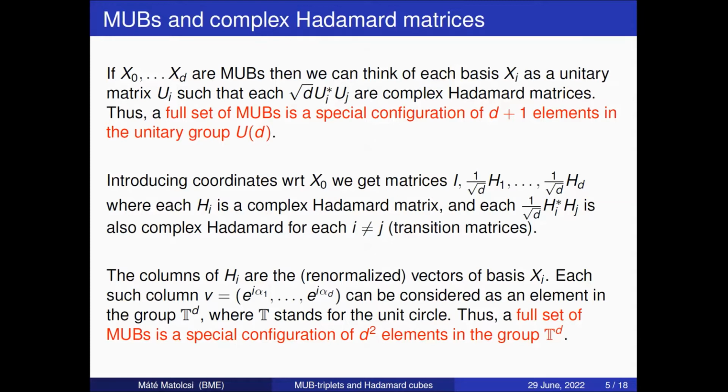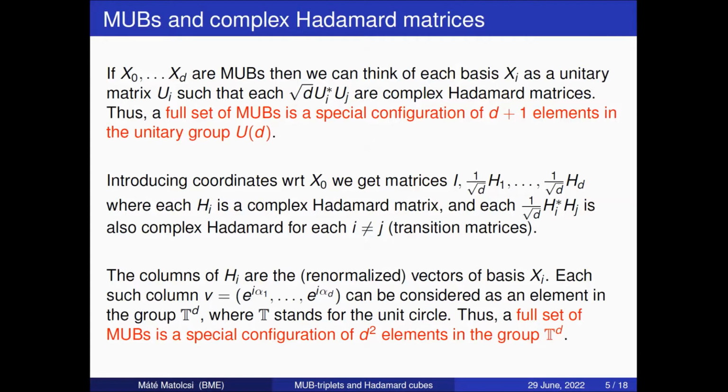Why d-squared? Well, because the first basis became the identity, so that's not in your torus. So only the last d bases became unit vectors in this torus. So altogether you get d-squared elements. And you already see that we lost a bit of symmetry here.